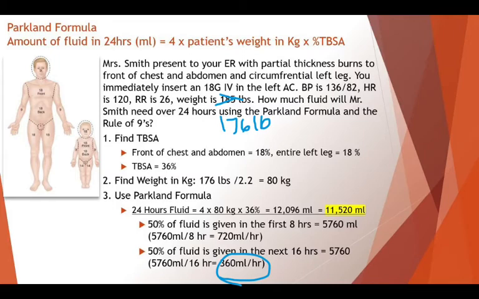The hard part is reading the question and getting the correct answer. So I'm just going to ask you to always read the end of the question and make sure that you're answering with the correct answer. Am I asking for total fluid? Am I asking for milliliters an hour on the pump? Figure out what I'm asking. So I have a whole bunch of math for you on the Parkland math worksheet.